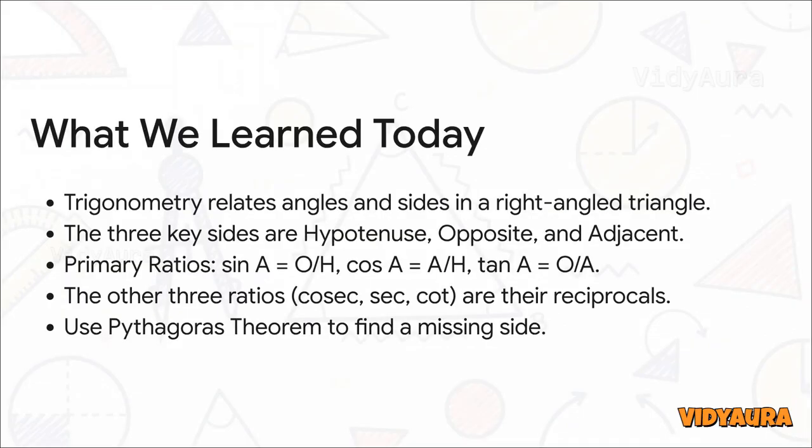So, to sum it all up, first, always identify your sides correctly, hypotenuse, opposite, and adjacent, based on your reference angle. Second, remember the main three ratios, SOHCAHTOA. Third, know that the other three ratios are just the reciprocals. And finally, if you're missing a side, Pythagoras is your best friend.